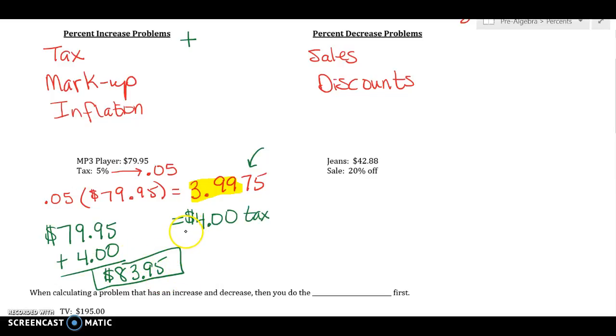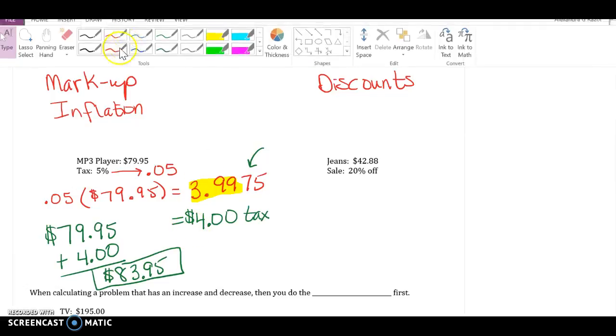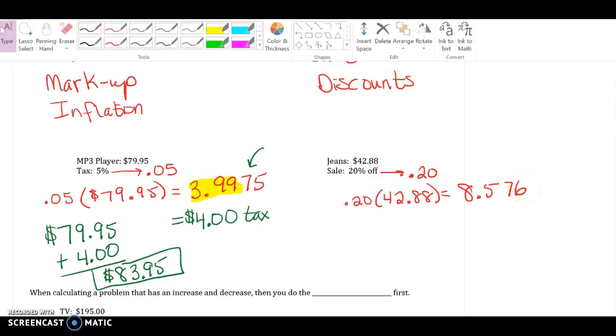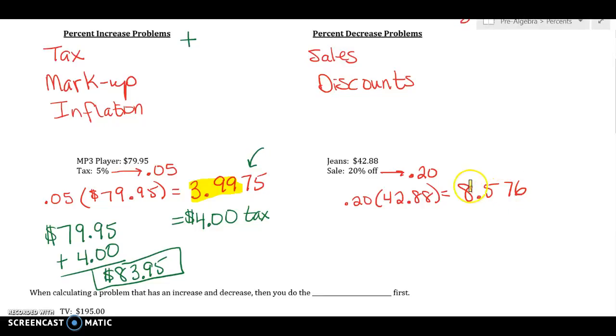All right, let's look at the one on the right. Same thing, the first thing I got to do is change my percent to a decimal, which is 0.20. And now I'm paying 20% of the original cost of $42.88. And so of, remember, is multiplying. So I'm going to do 0.20 times 42.88. And I get 8.576. Well, again, I have to think of this as money and take care of my money correctly.